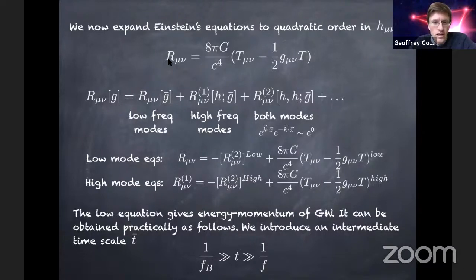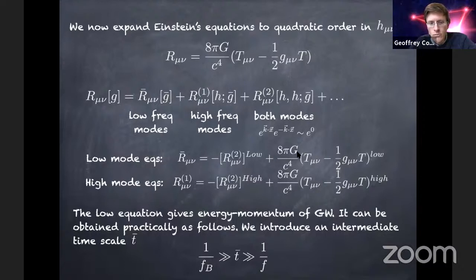If I now expand this, substituting my expansion, I can split the equation into the low mode equations and the high mode equations using some kind of projection. For the low modes, I will have the background, then the low part of R2 and the low part of the stress energy tensor. And for the high modes, I will have R1, the high part of R2, and the high part of the stress energy tensor.